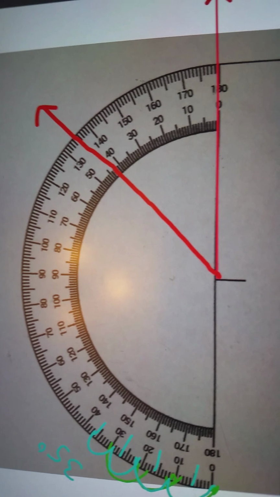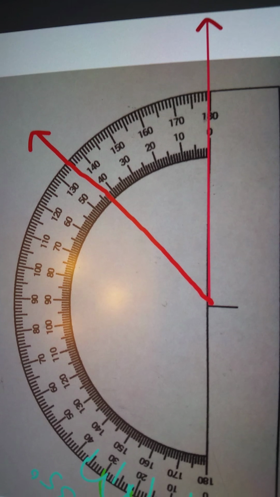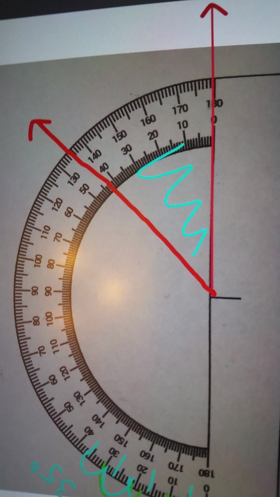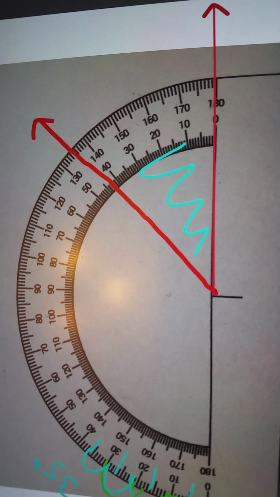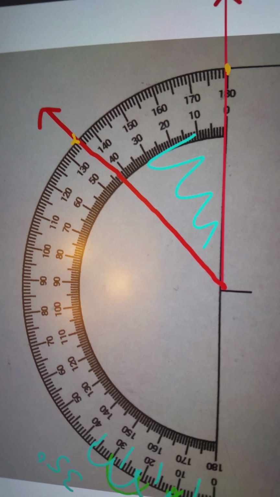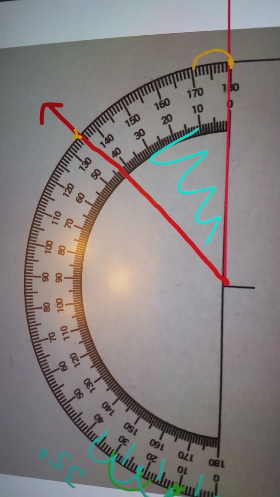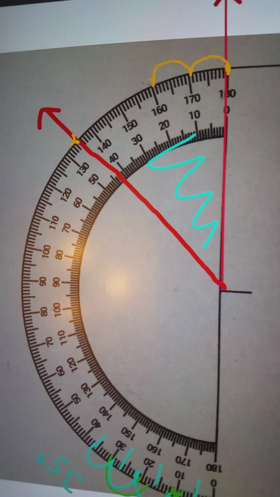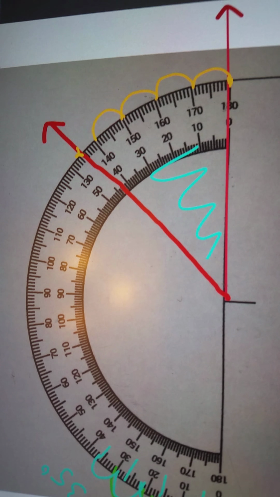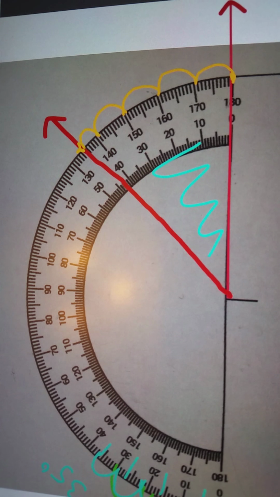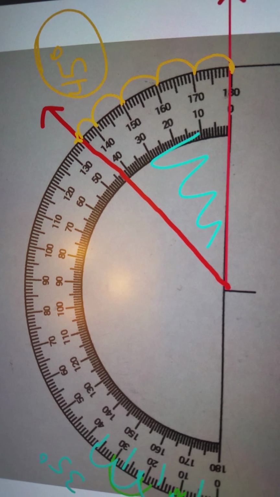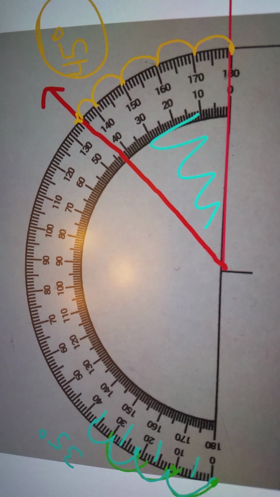So let's look at the angle that's already drawn for us. We want to know the measure of what's inside the angle. So I'm going to start on one line and go to the other line, counting on the way. 10, 20, 30, 40, and half, which is 5, so 45 degrees is the measure of this given angle.